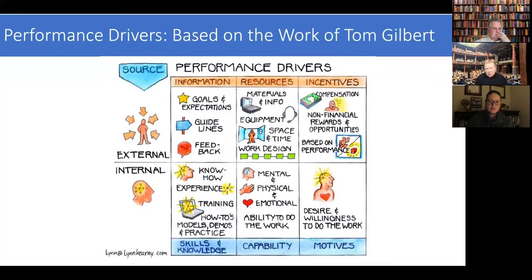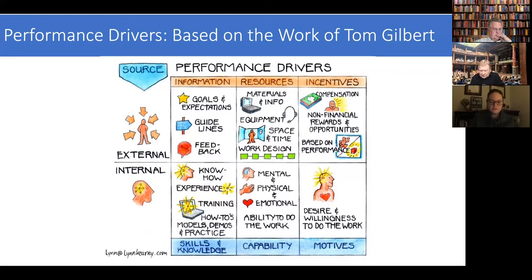This is a model that's been around for a long time, and I mentioned it earlier in the different models. This was a performance improvement model by Tom Gilbert, working on the individual performance drivers. And he came up with six areas that he said drove individual performance. Remember, he was working with individual performers. He called the first area the goals or information: the goals, the guidelines, feedback systems, and seeing those were in place, then we can improve performance. And he said, if you can look at the resources, making people have the right resources, and the work design, will that improve performance?